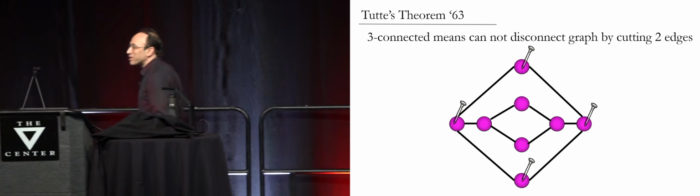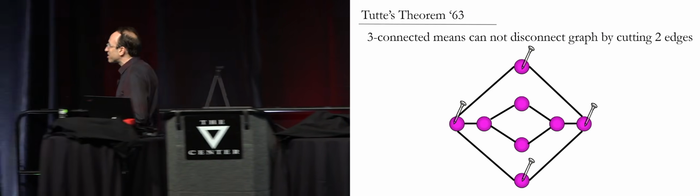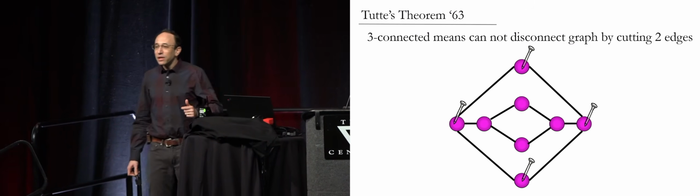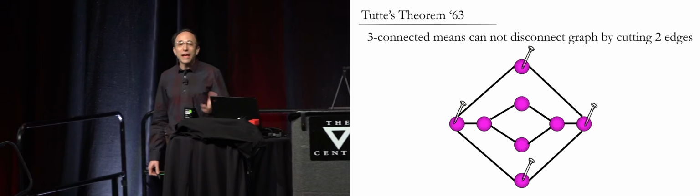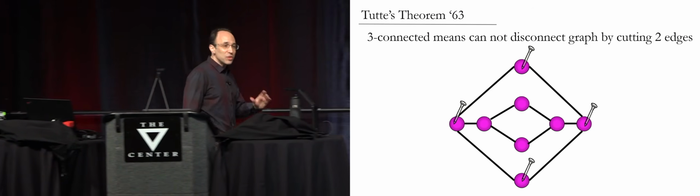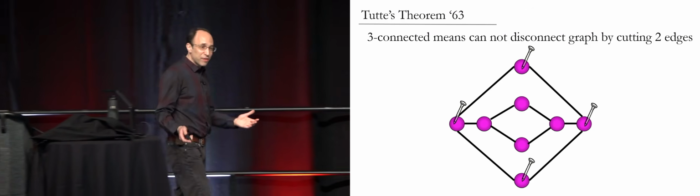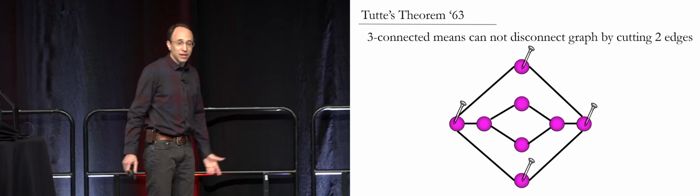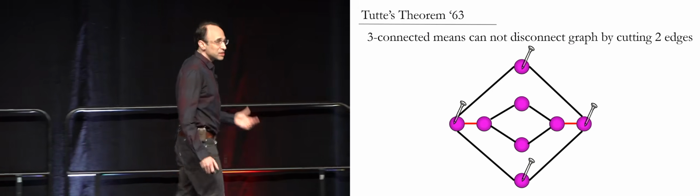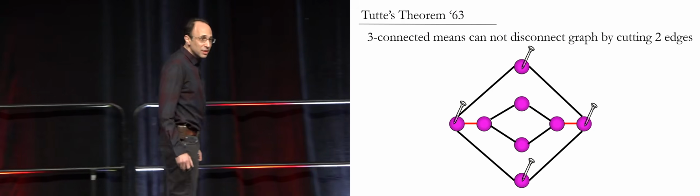Okay, I should tell you, what does three-connected mean? What is the obstruction in this theorem? A graph is three-connected if you can remove any two vertices and it remains connected. So if there are two vertices that, if you remove them, break the graph into different pieces, then it's not three-connected. So like this graph is not three-connected. If I remove those red vertices, I break the graph into pieces.